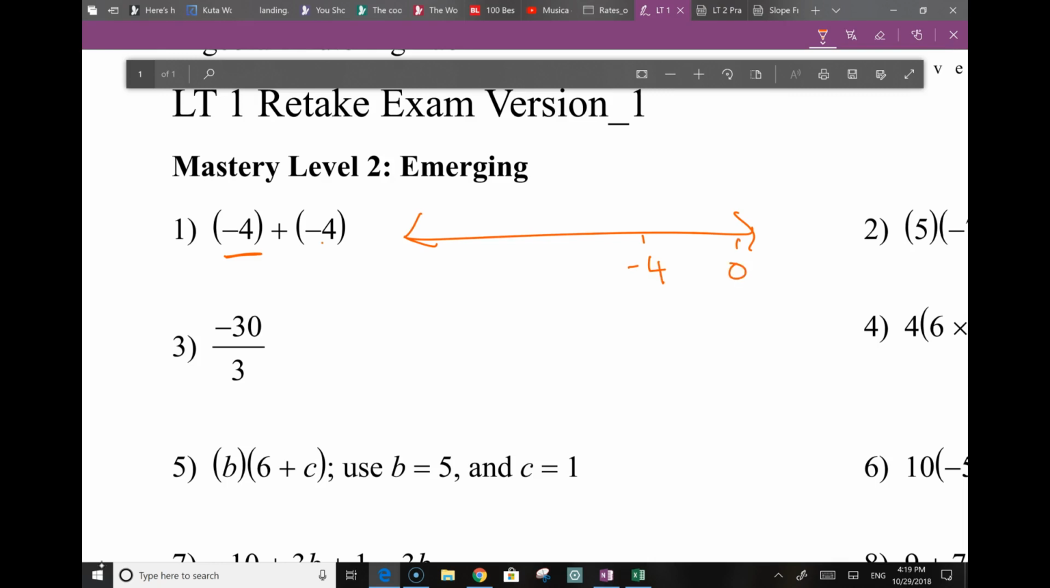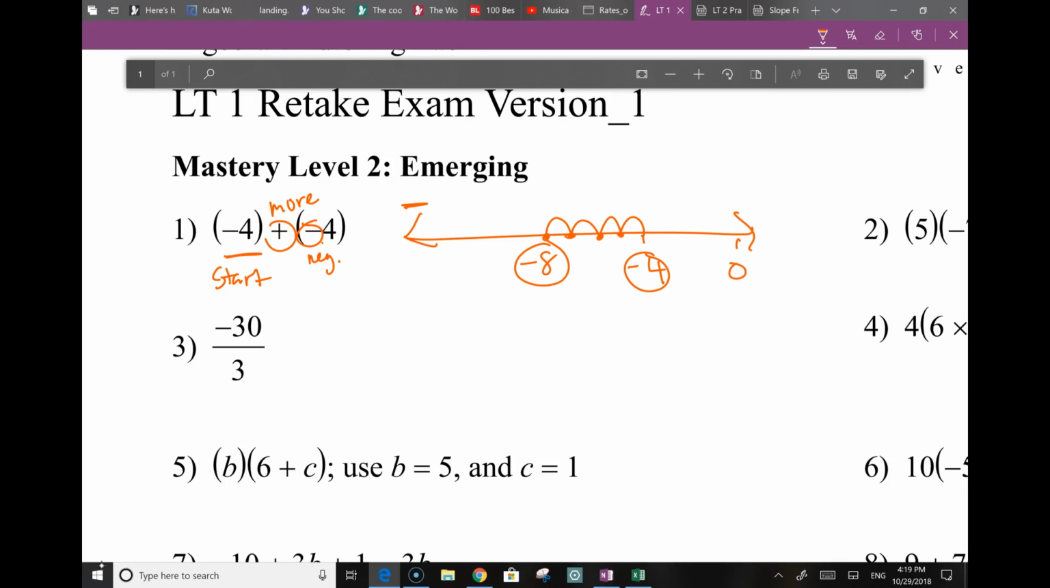This plus -4 you see on the right side, what that means is that from your -4, which is your starting position, you're going more negative. And that can only mean that you're going in the negative direction. So if I were to jump 1, 2, 3, 4 in the negative direction, then where would I stop? Well, if this is -4, then this would be -5 and -6, -7 and -8. And so -8 becomes the answer.